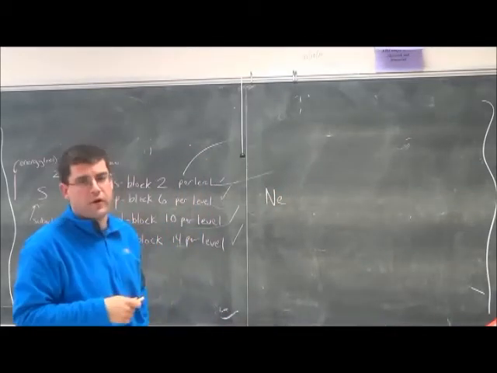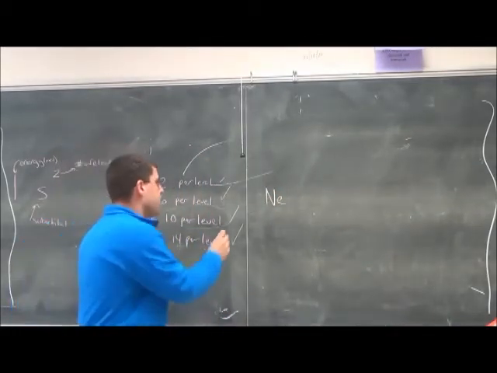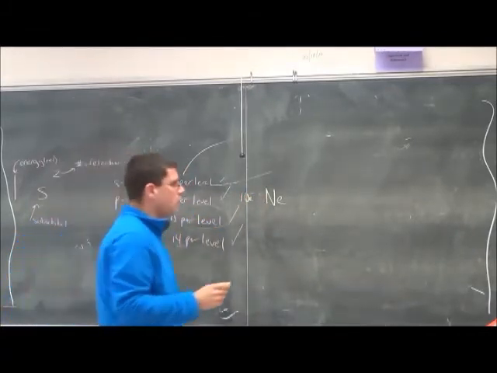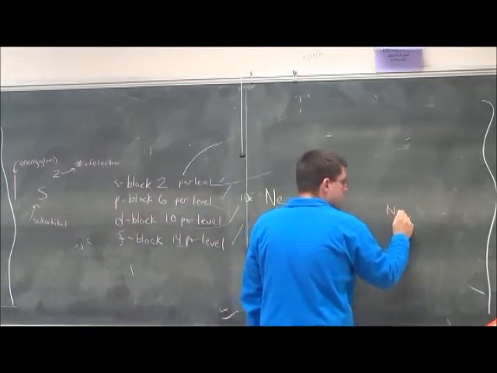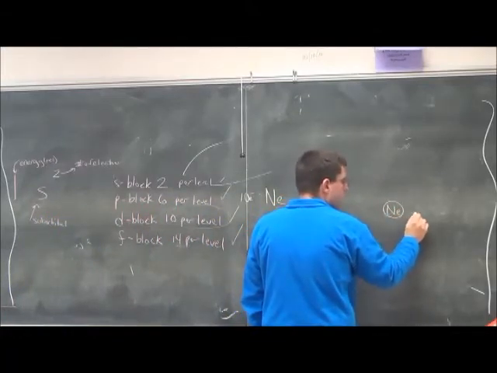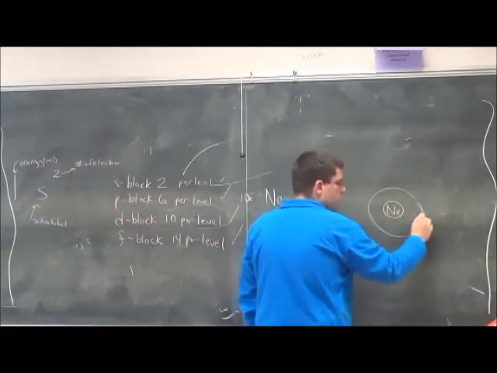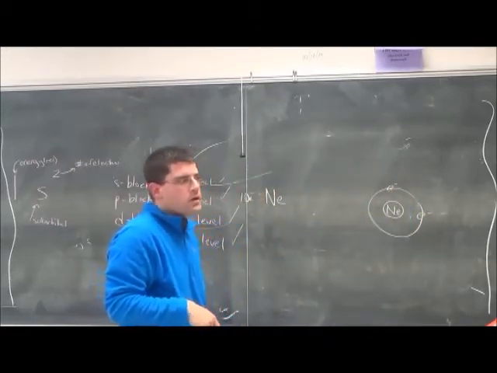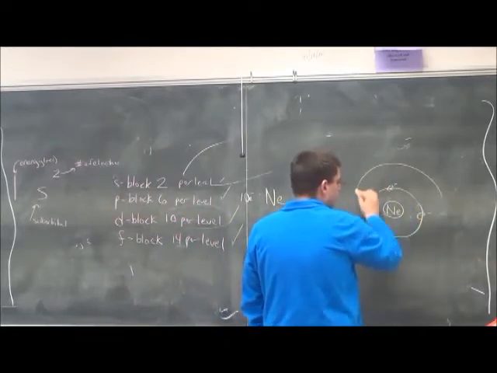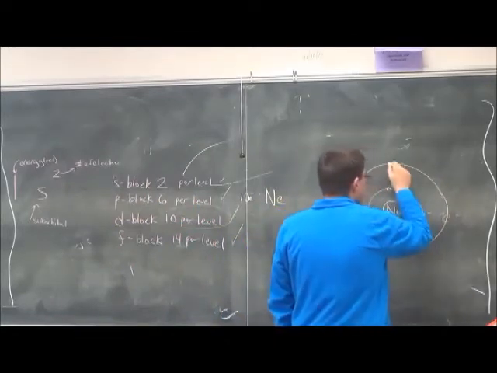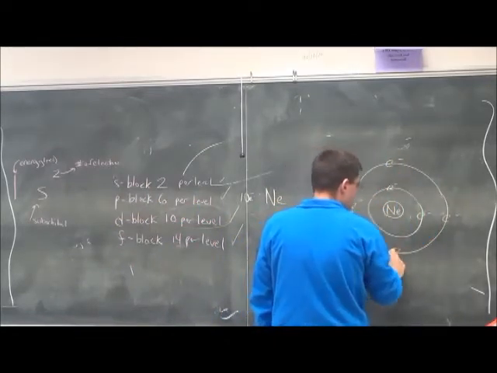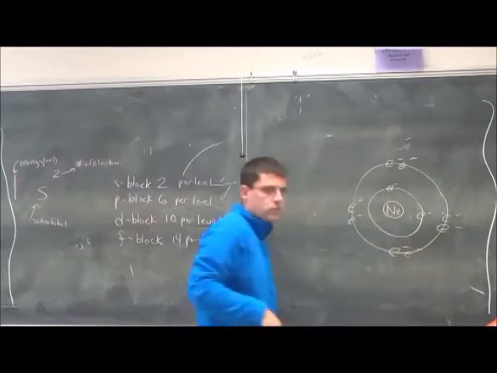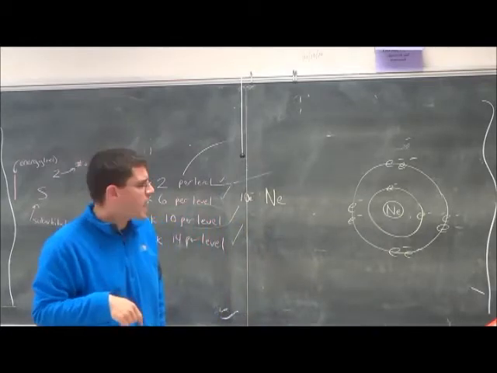Neon. Take a look at the periodic table. It's a noble gas. It's got 10 electrons. So now a quick drawing of neon. Here's the nucleus. First level can hold up to 2. Here's 2. It's not even assigned suborbitals yet. Second level, up to 8. Here we go. 1, 2, 3, 4, 5, 6, 7, 8. Got a full outer shell, so it's not reactive.